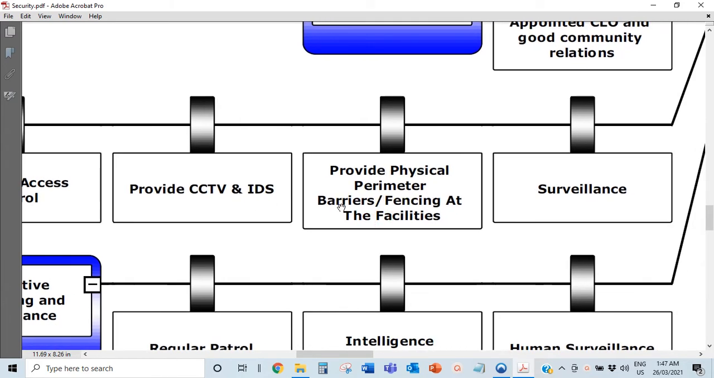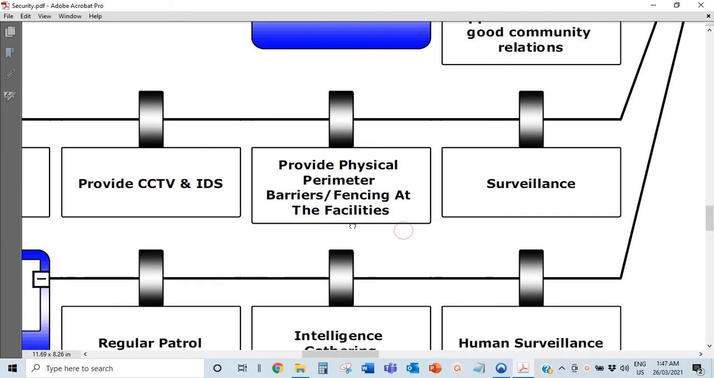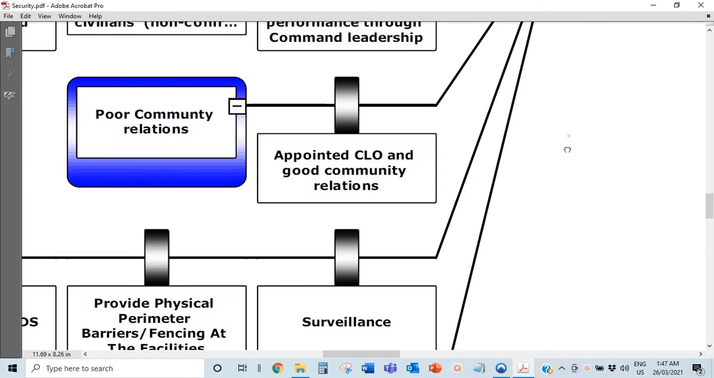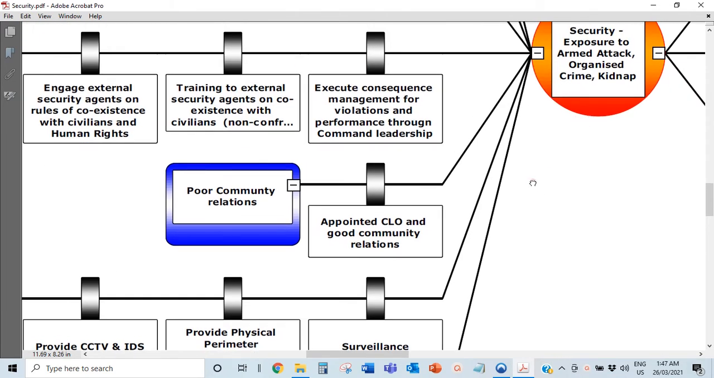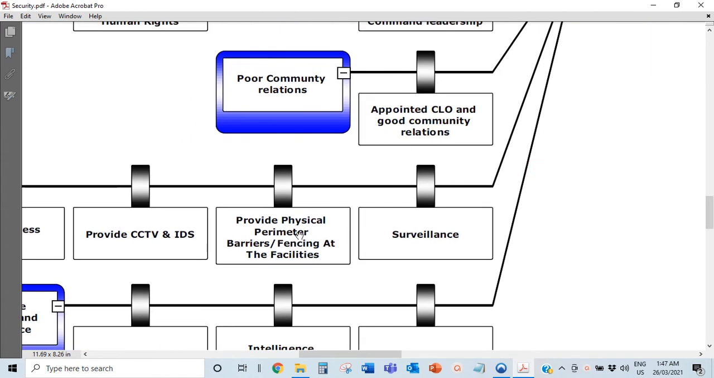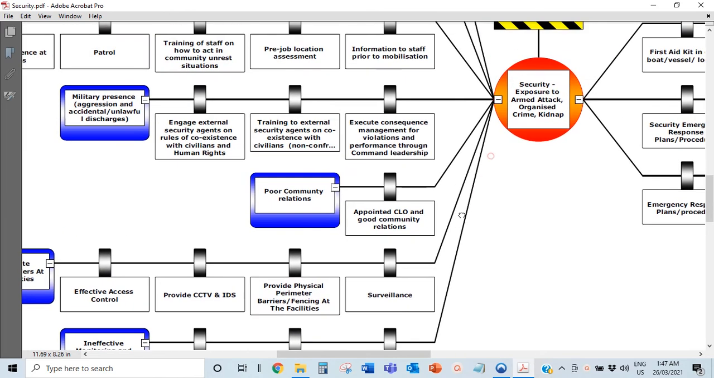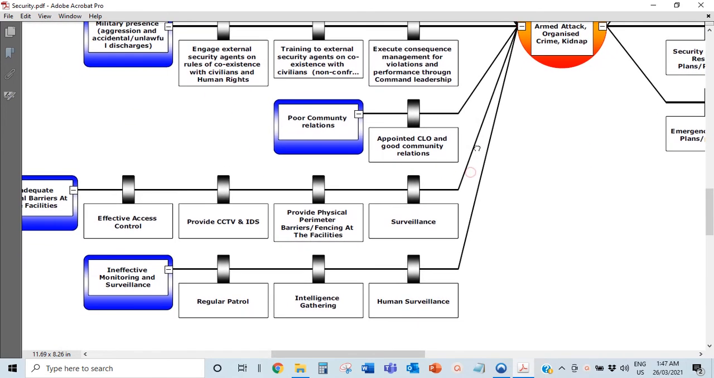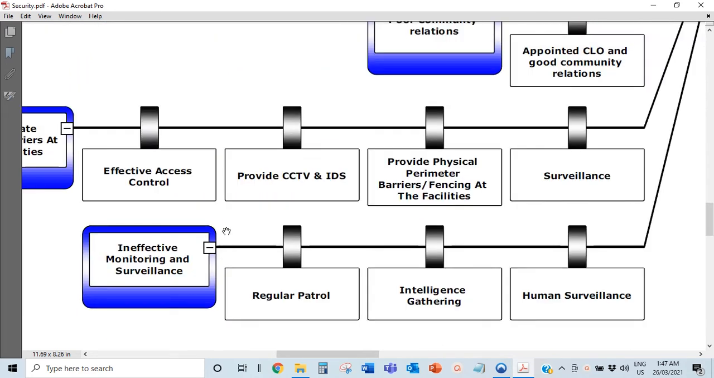Provide physical perimeter barriers, fencing. This is necessary also. You need to have your fencing top-notch so that at least it's not just a piece of cake for people to walk in and cause harm. Provide physical perimeter barriers, fencing at the facilities, then surveillance, your CCTV. And you should have probably personnel moving around to protect. It just depends on how serious you want to take this, and how important the people staying at that facility, or living or working there, are.